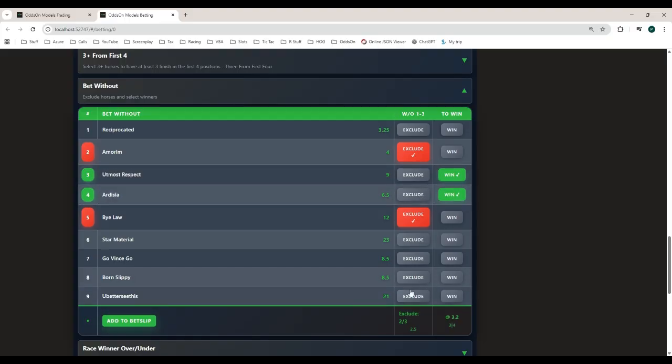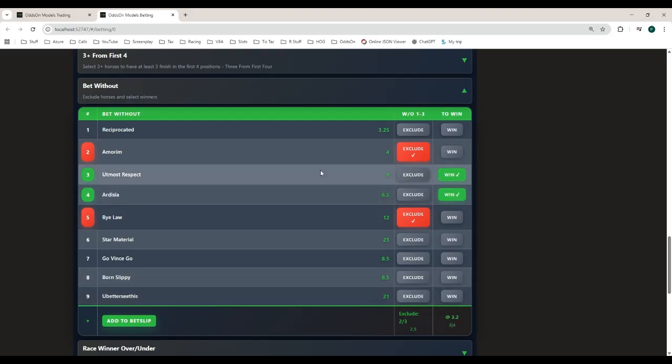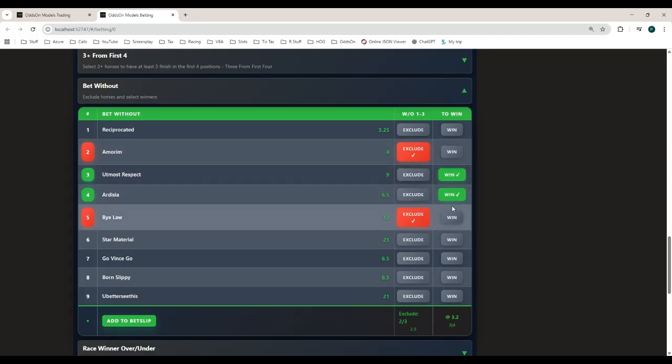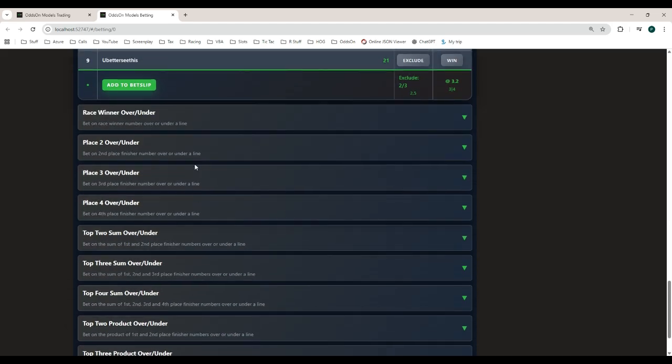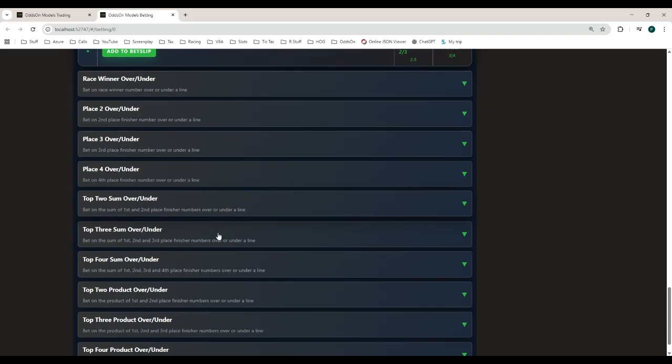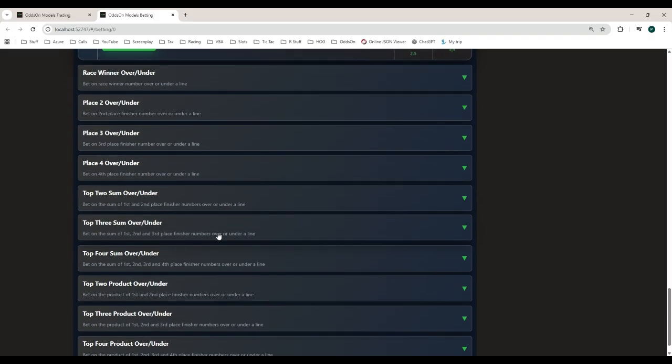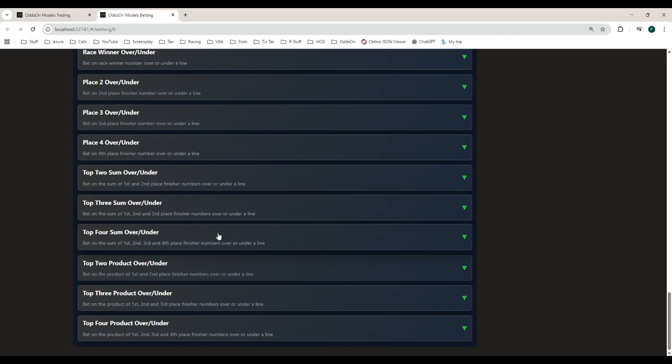And you can Dutch these. So we've got a wacky bet now. We've got 3 or 4 to win without 2 or 5. Again, just to reiterate, it's the scratchings video that will give some indication of why we can do this. Down the bottom again, we have all the over-under bets, kind of similar to the other side. It's just another view of those particular markets.